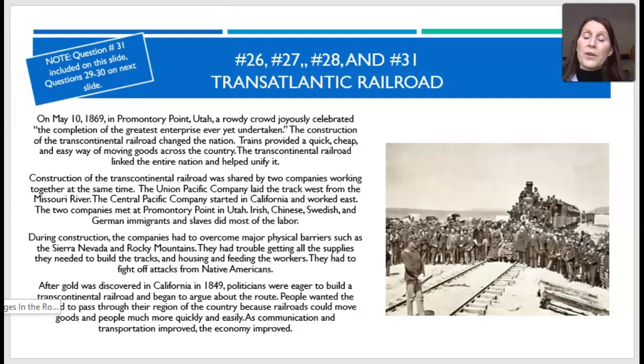After gold was discovered in California in 1849, politicians were eager to build a transcontinental railroad and began to argue about the route. People wanted the railroad to pass through their region of the country because railroads could move goods and people much more quickly and easily. As communication and transportation improved, the economy also improved.